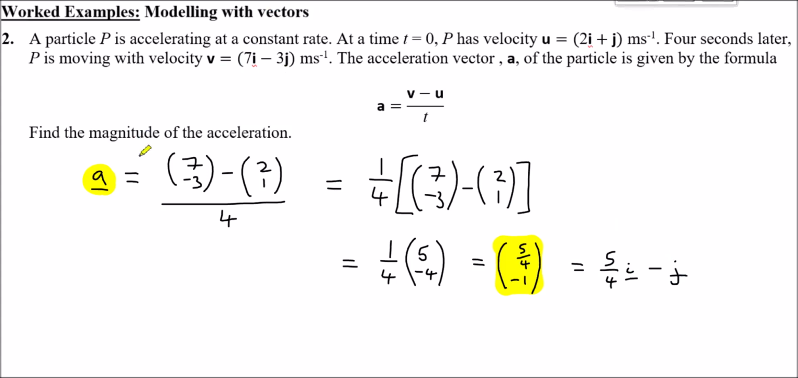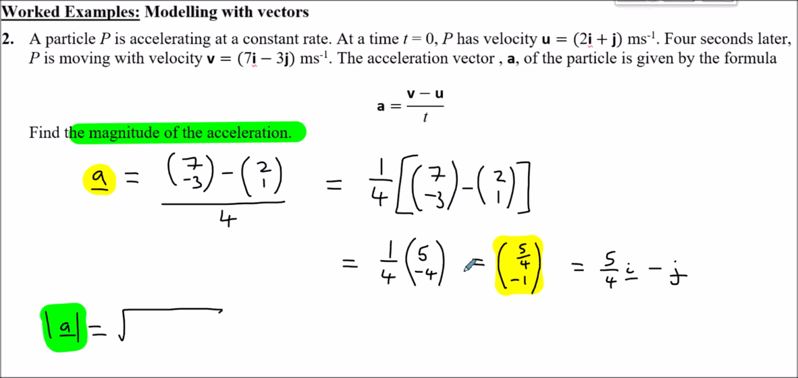We need to find the magnitude of this acceleration, though. So we worked out the acceleration a, but to work out its magnitude, we need to find the size of it. What we do is square root the sum of both the i and j components squared. So we sum 5 quarters squared plus minus 1 squared, and what that gives us is the magnitude of a.